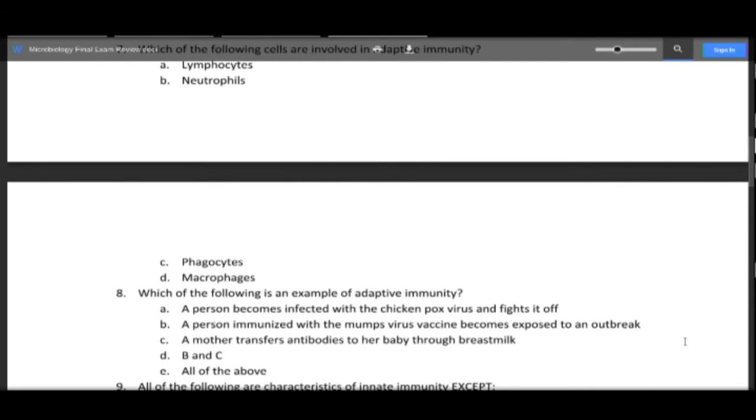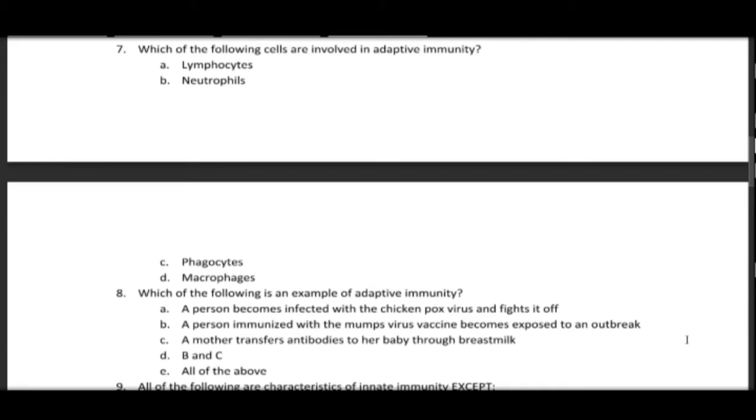Then we have number 8. So number 8 says, which of the following is an example of adaptive immunity? So again, this is the kind that requires those antibody productions and things like that. So looking at what's going to cause the body to produce antibodies. So if we look at our answer choices, A says a person becomes infected with the chickenpox virus and fights it off.